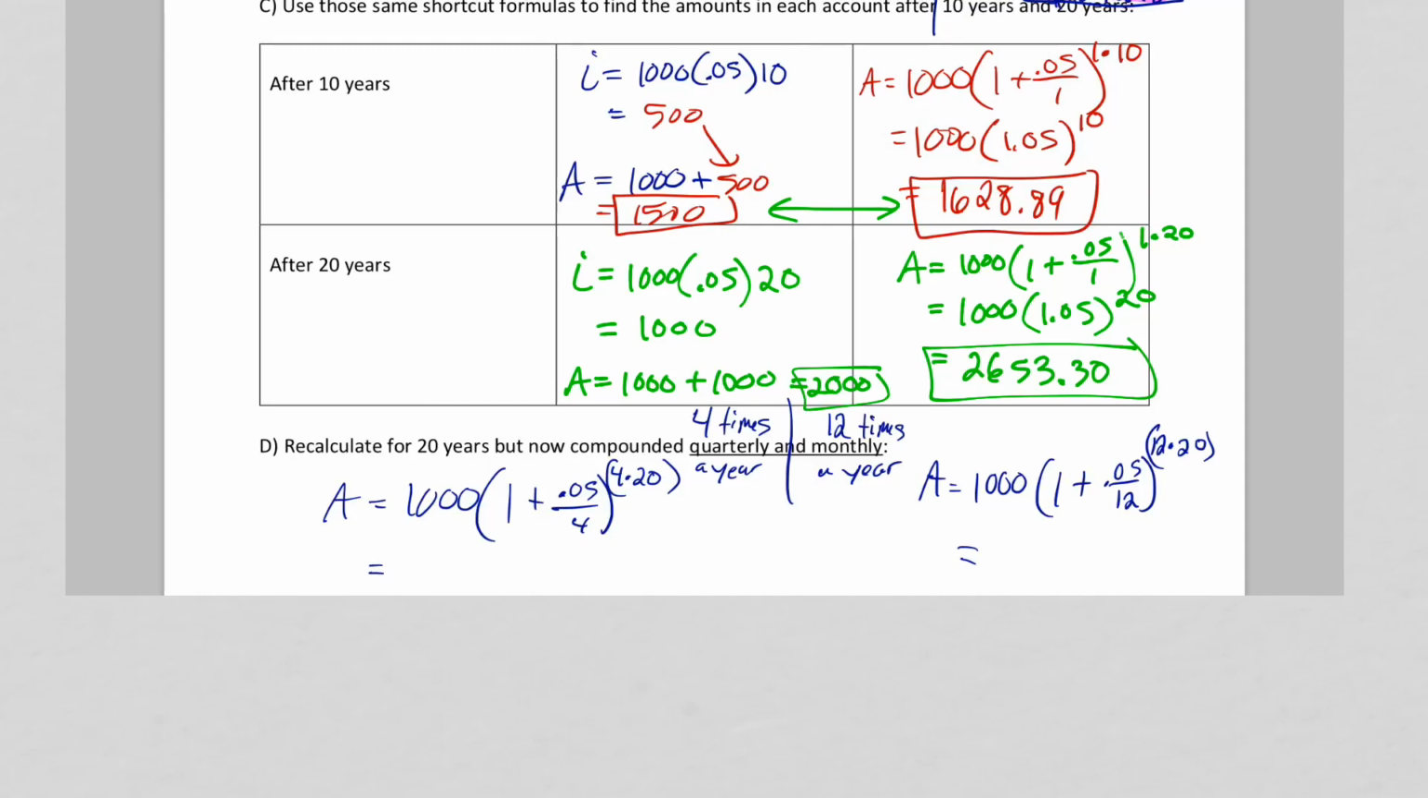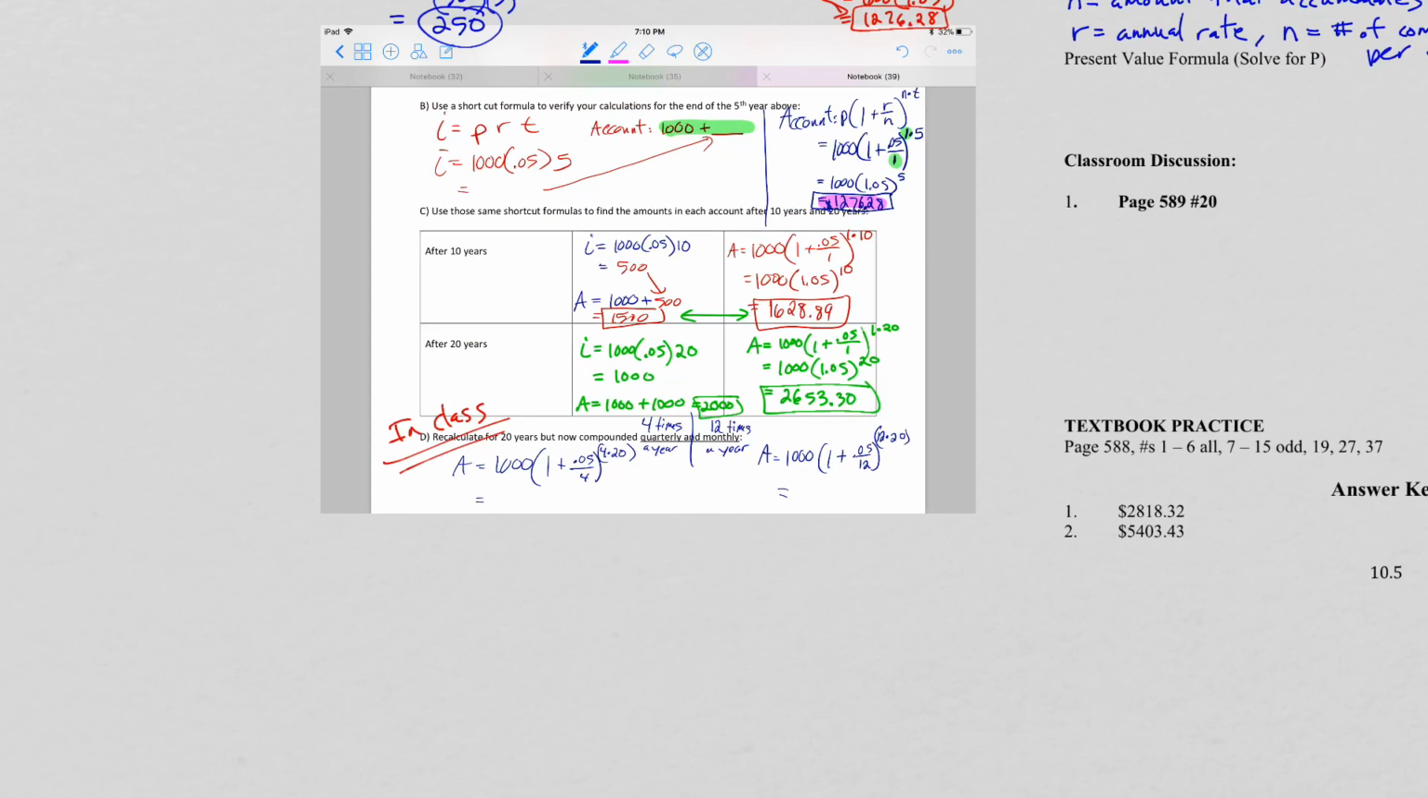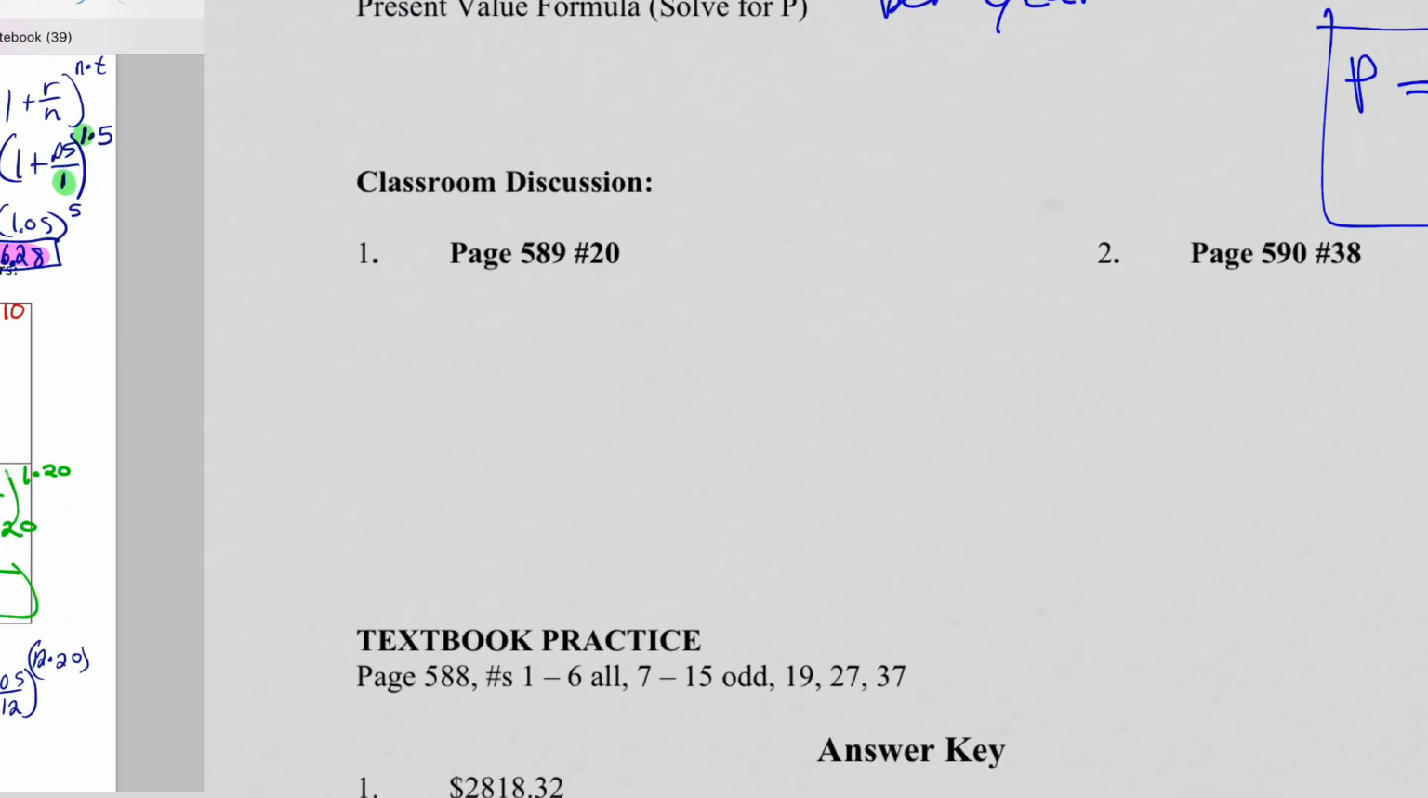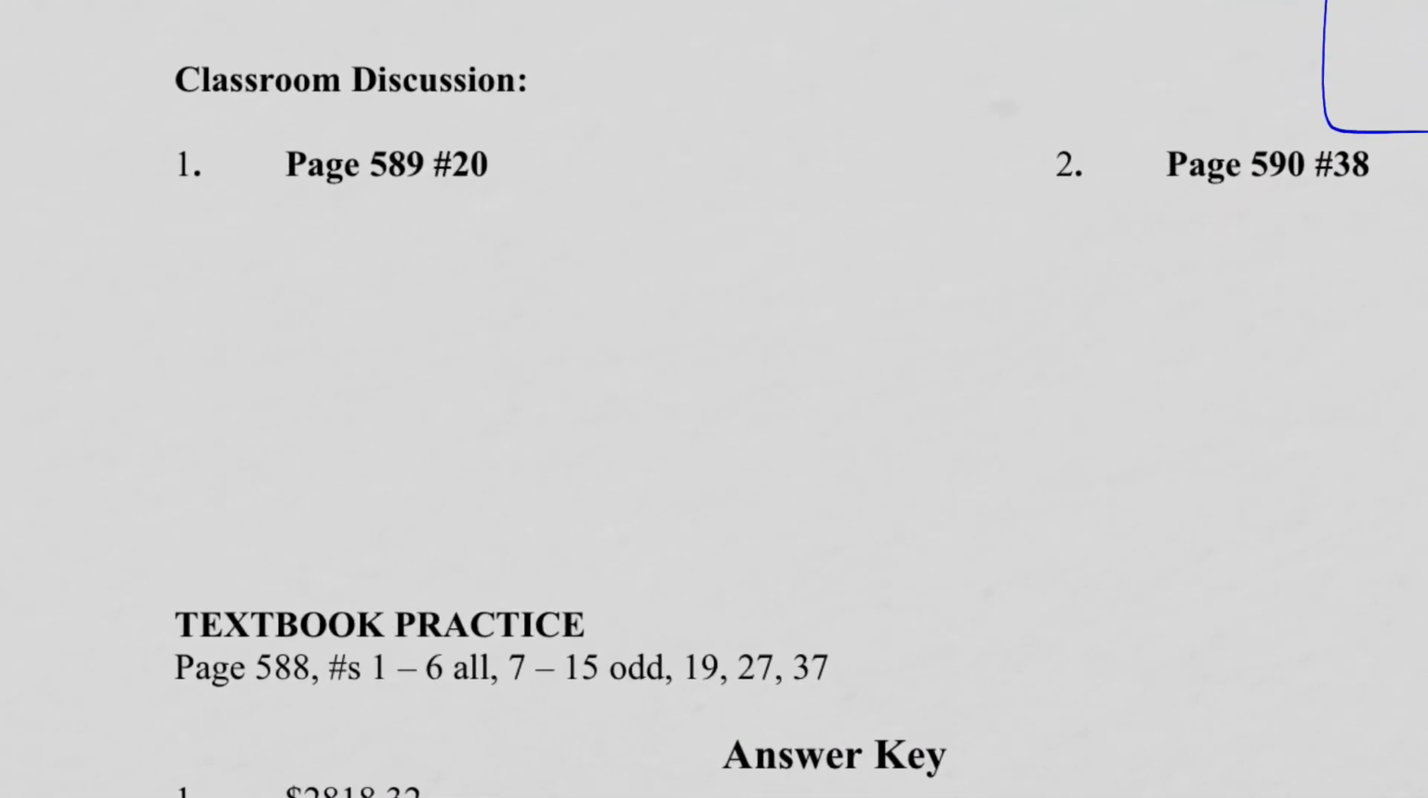Okay, so for part D, I'm going to talk about this in class again, since we didn't really have time for part D. Okay, so you'll see this again to see what the differences are between quarterly and monthly in a compounded interest scenario. So let's go see some real life examples here. So let's talk about page 589, number 20.